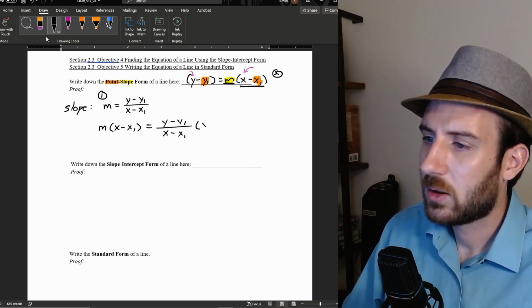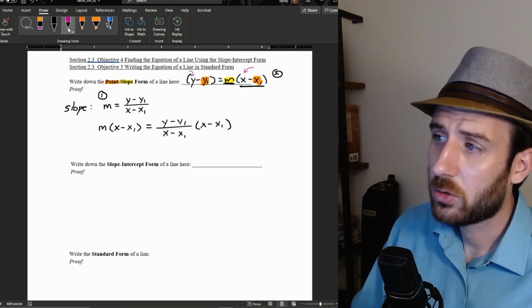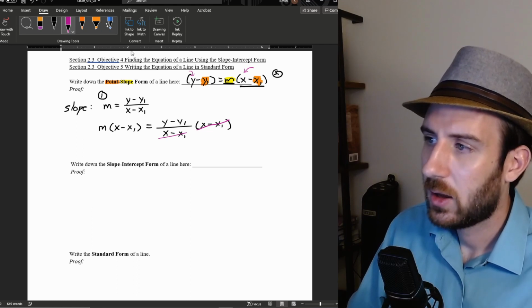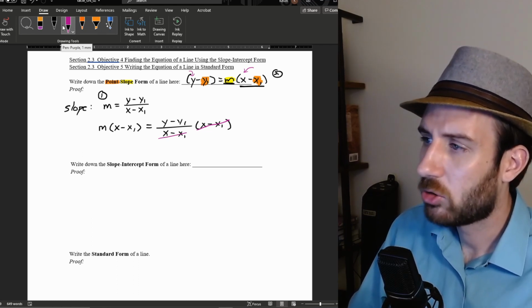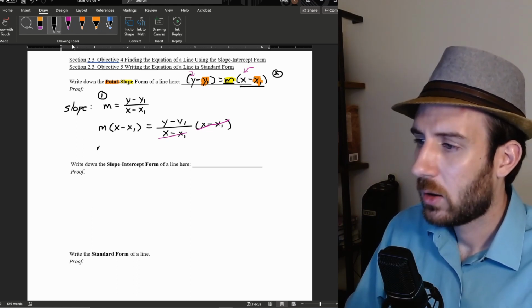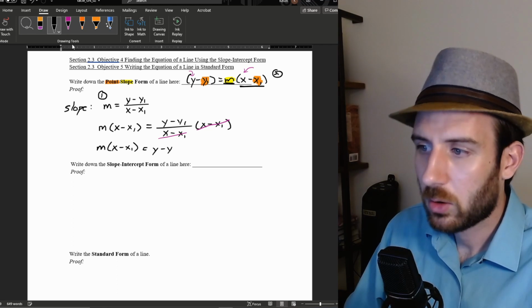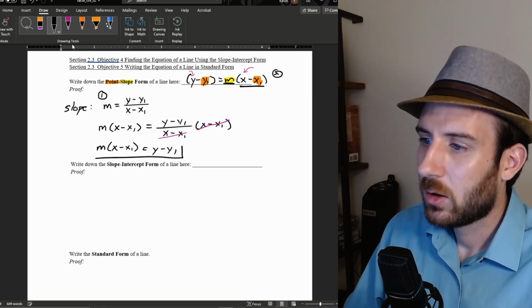And if I do it to the right-hand side, what do we notice? I notice that I can actually simplify this a little bit. X minus x1 can cancel here, and I think I'm left with originally what I was given. M times x minus x1 is equal to y minus y1. Okay, great. So here you have it.